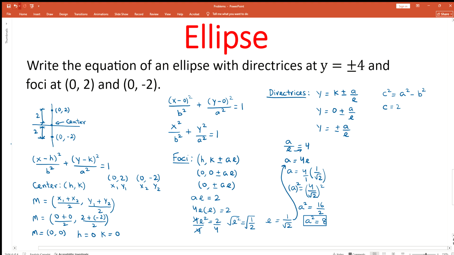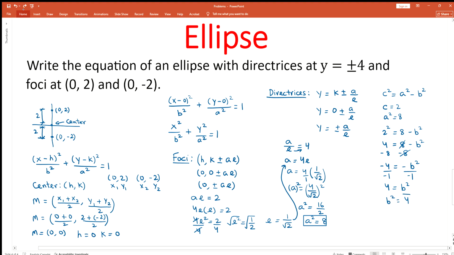And we found a² to be equal to 8. We can use these values to find the value of b². So we get 2² equals 8 minus b². 2² is 4. Next, we can subtract 8 from both sides. 4 minus 8 is negative 4. Next, we can divide both sides by negative 1. So we get 4 equals b², or b² equals 4.